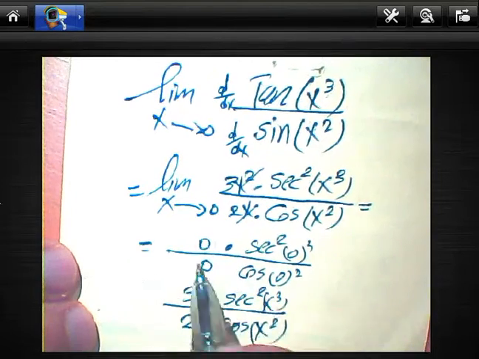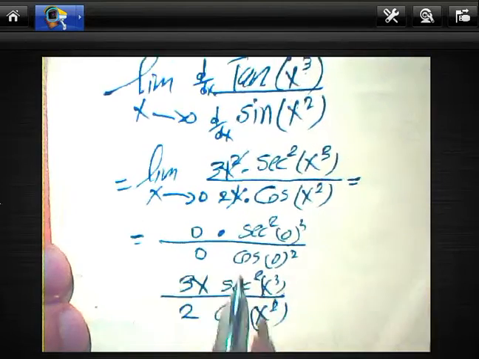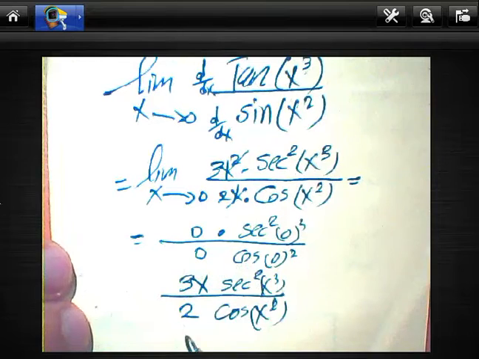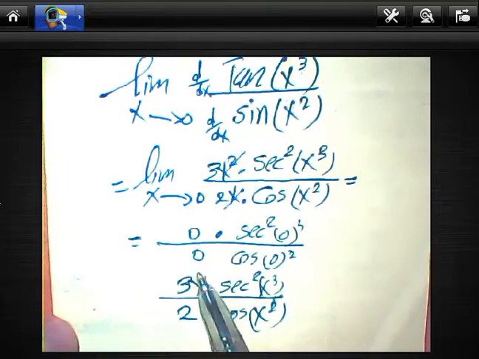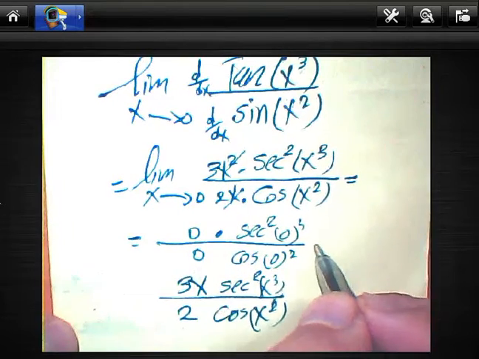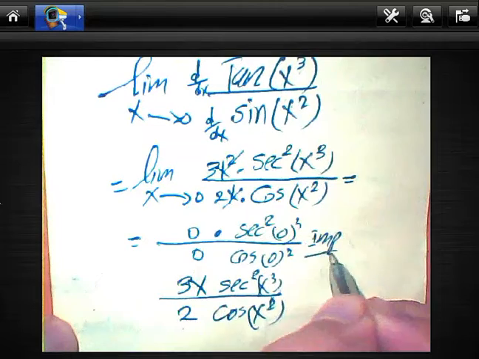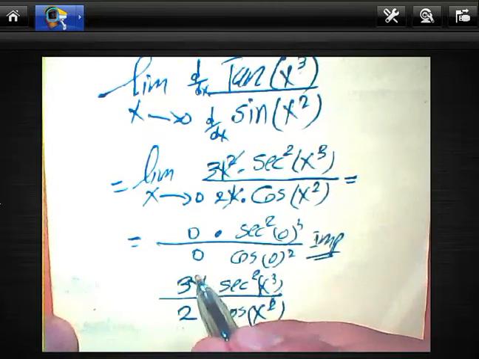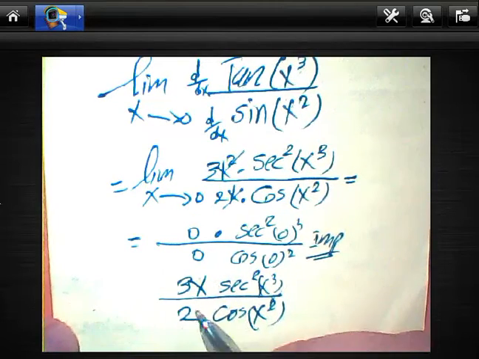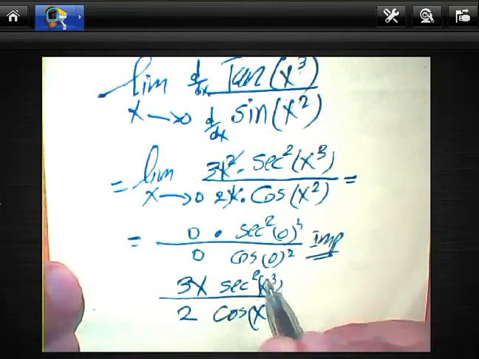Okay, don't substitute x equals 0 in this example. You must simplify it first. So 0 over 0 is undefined. It's impossible to find the result. 0 over 0 undefined. Okay, so 3x over 2 multiplied by sec squared x.